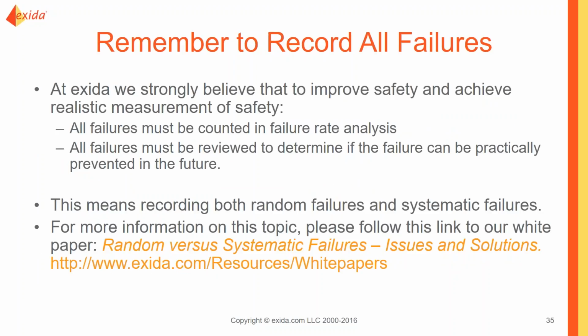I want to remind everyone to record all failures. What I mean by this is you want to record both random failures and systematic failures. So the safety standard suggests that only random failures need to be recorded. But we have found that identification of random versus systematic failures is somewhat open to interpretation. For more info on this topic, please read the white paper I have linked here. We hope to avoid dangerous omission of any failures.